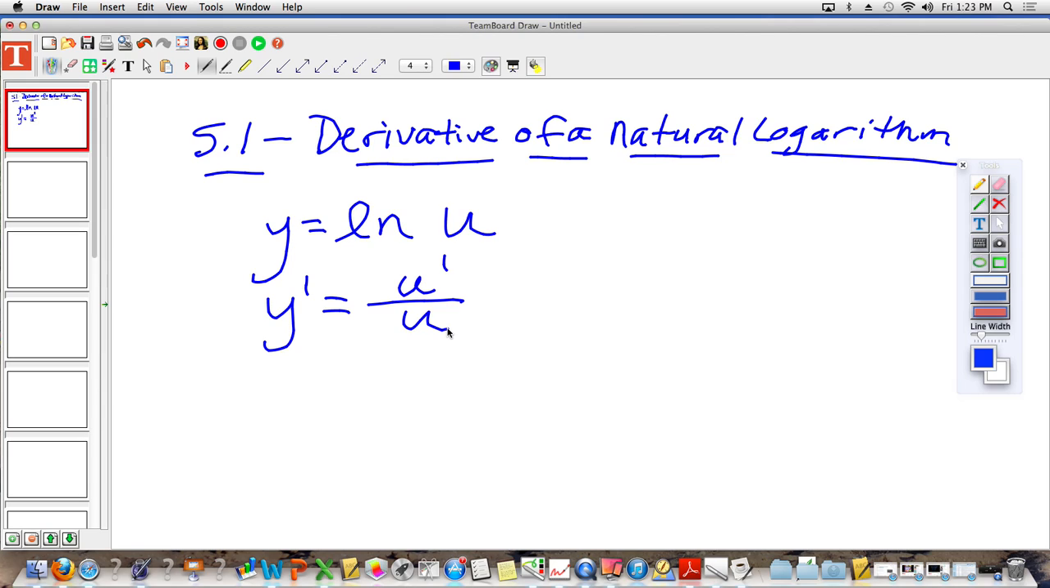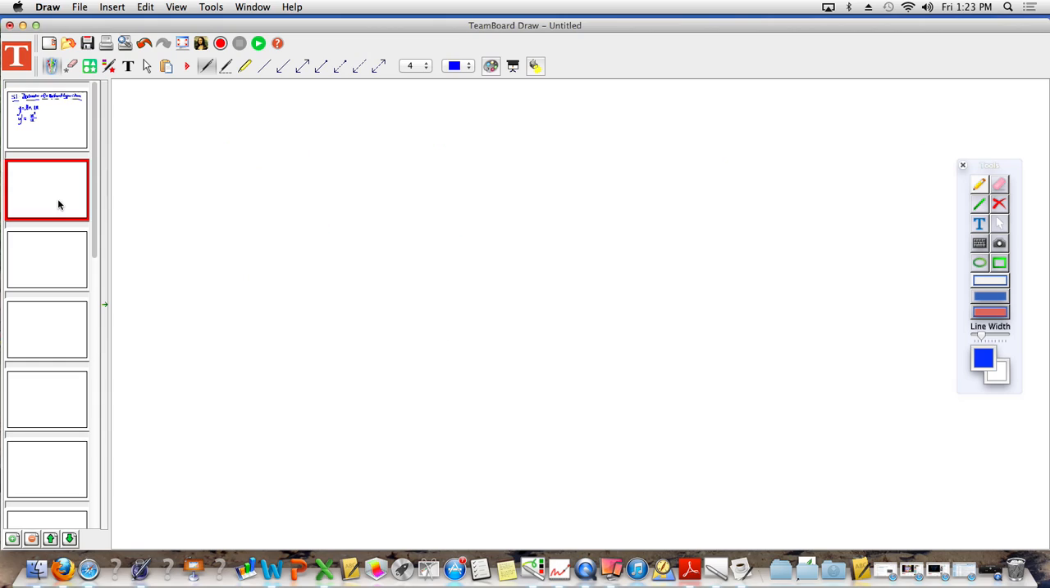So, are you okay with that? You take the derivative on the top divided by the function on the bottom. Just the u part, not the whole function. Not the ln, just the u part of it. Are you okay with what I just said? Yes. Derivative on the top, the u on the bottom. All right, so example.